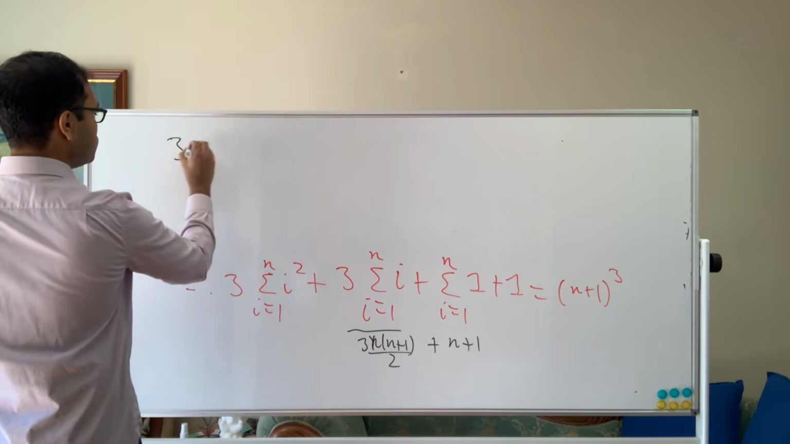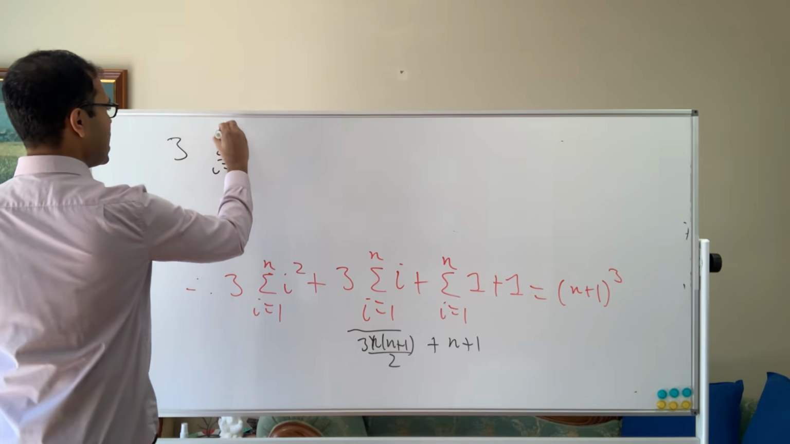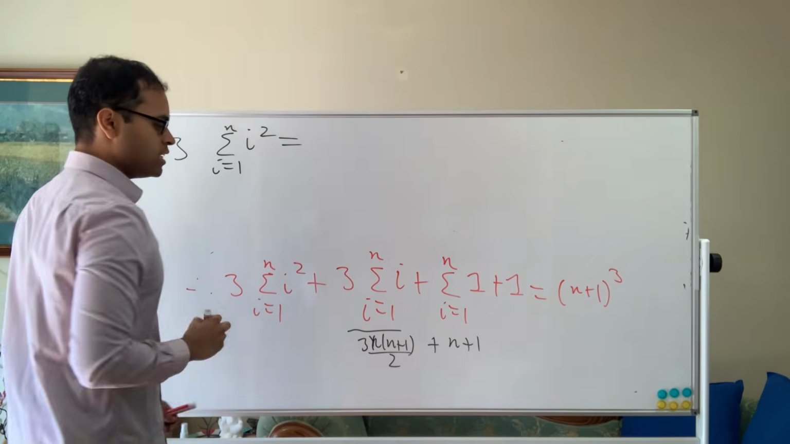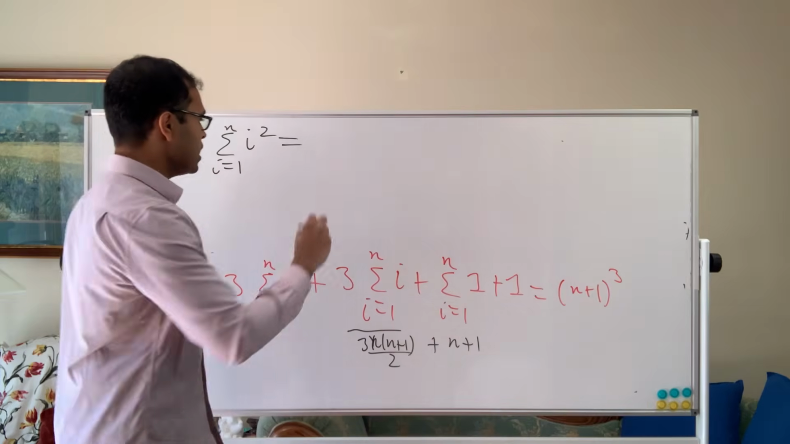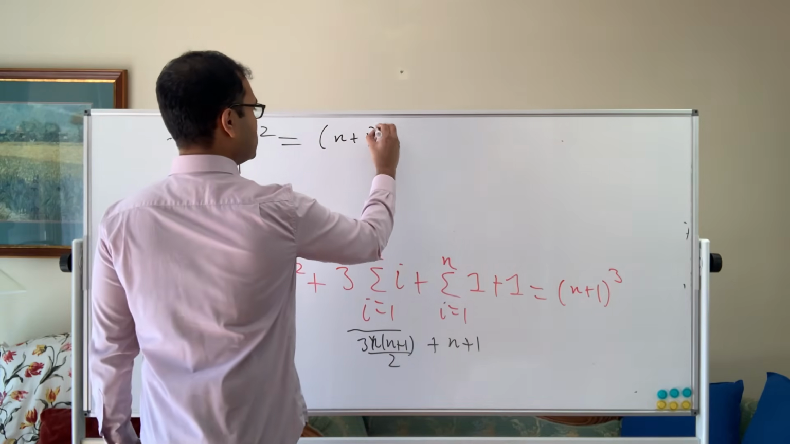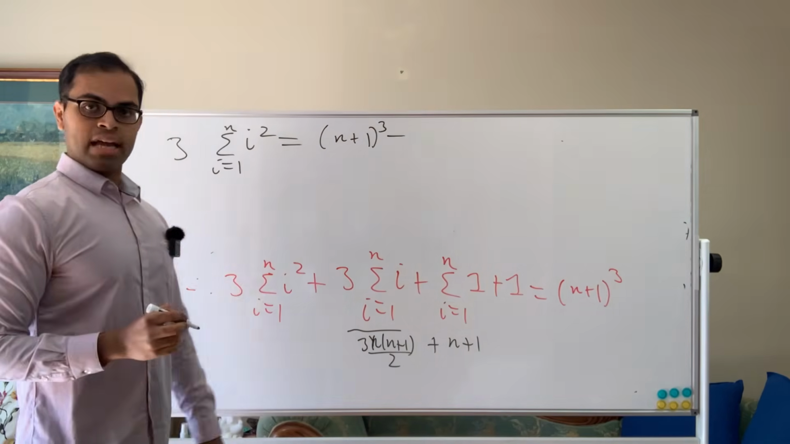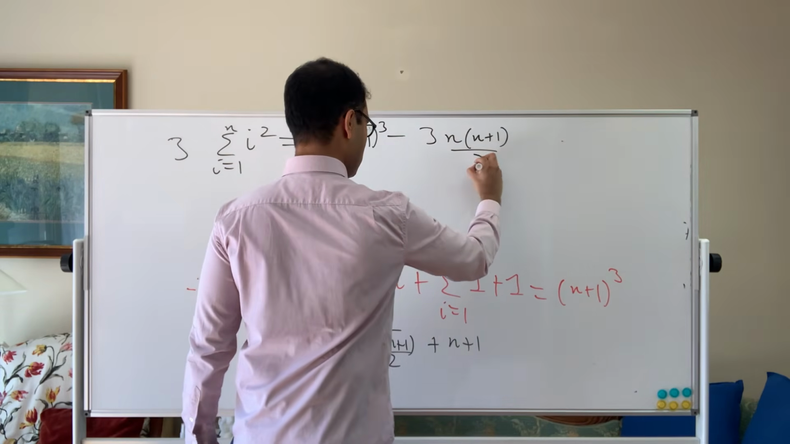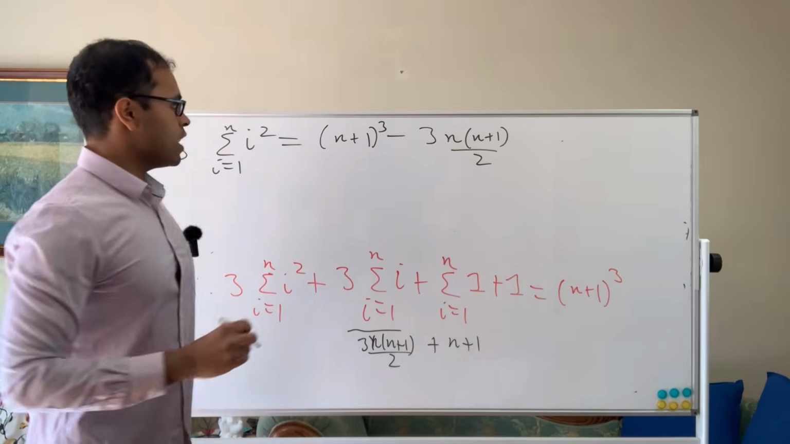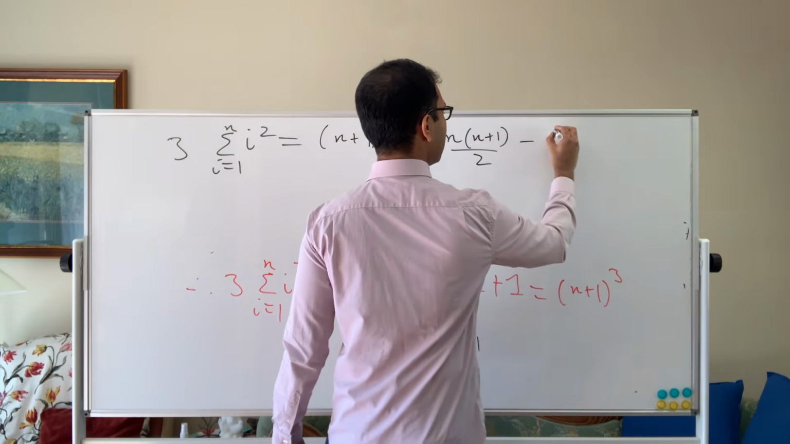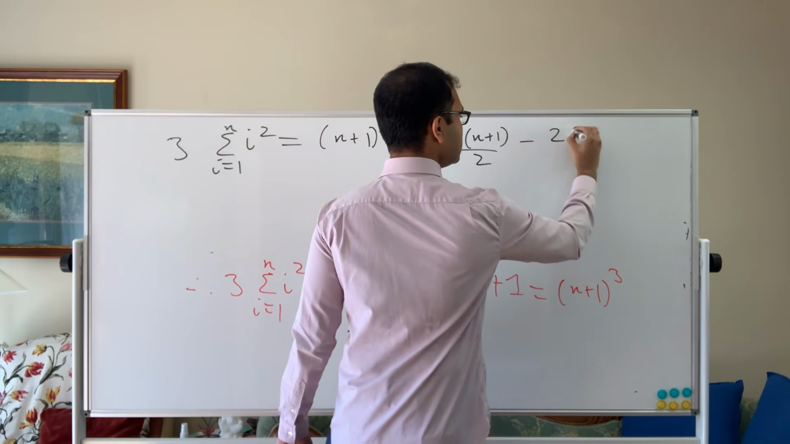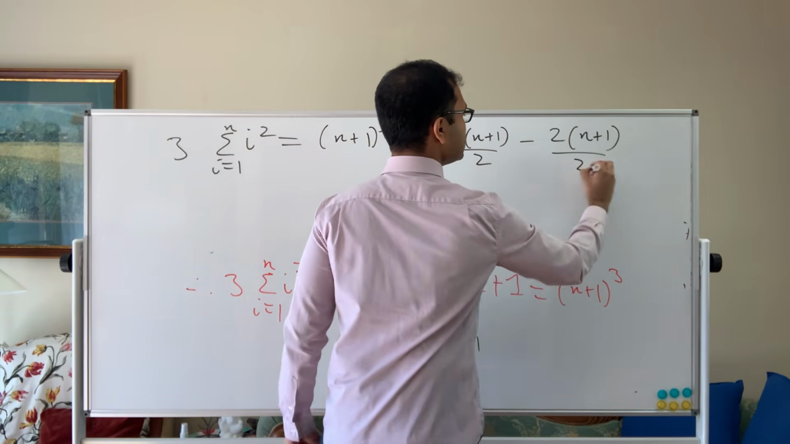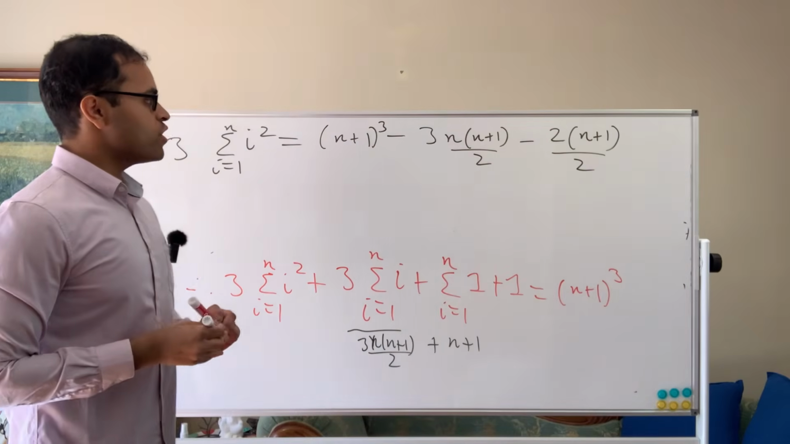So it's going to be 3 times the sum from i equals 1 to n of i squared is going to equal, so put that on the other side, it's going to be (n plus 1) cubed minus 3 times (n plus 1) over 2, minus n minus 1. Okay, so minus n minus 1, so minus (n plus 1). And I'm going to actually make a common denominator there. Okay, just say it's minus (2n plus 1) over 2.